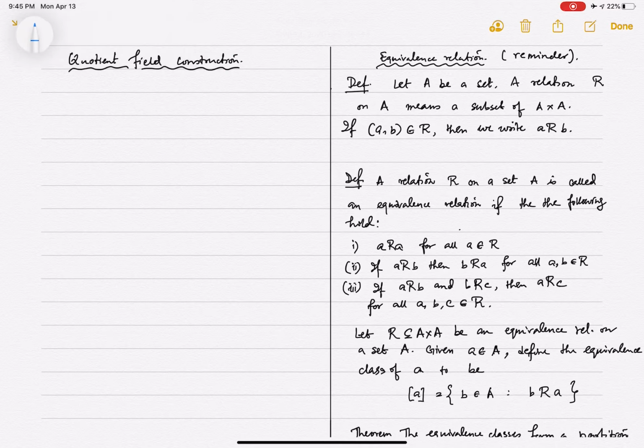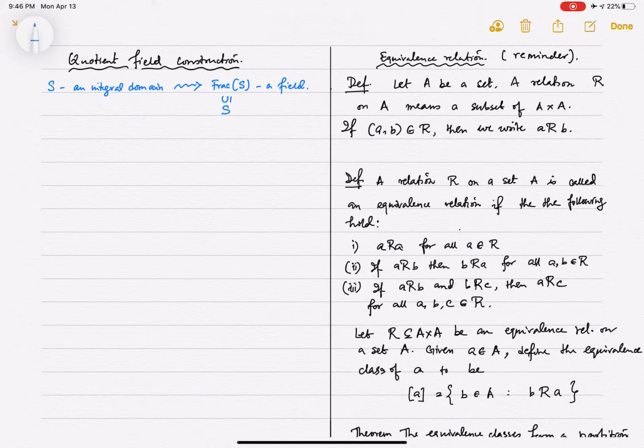So before starting the study of extension fields, I want to go to this thing called the quotient field construction. This is a construction that starts with a domain S, an integral domain, and produces a field called the fraction field of S, a field that contains S and is sort of the smallest field that contains S in some sense.